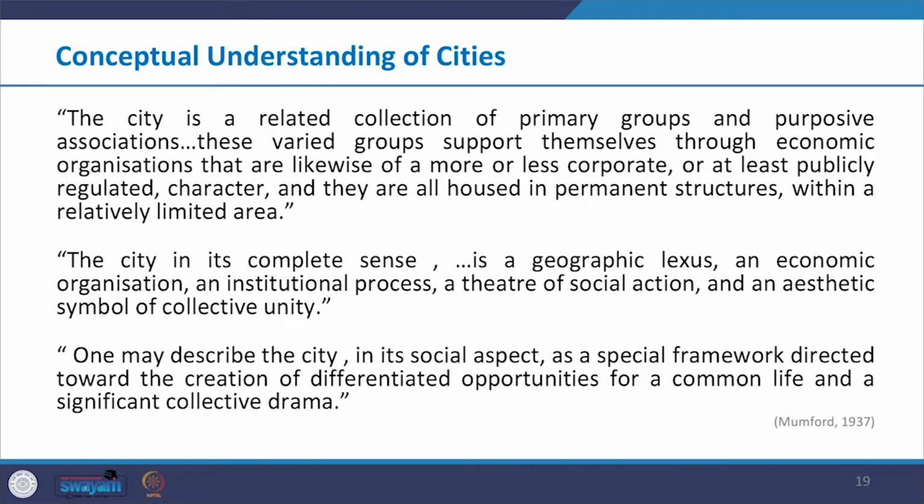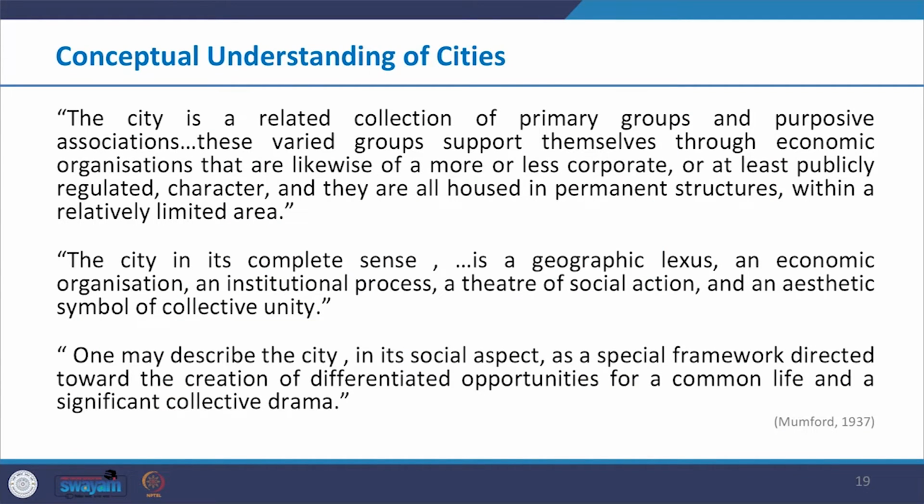The other definition which we see by Lewis Mumford is: one may describe the city in its social aspect, particularly he describes here from the social perspective, as a special framework directed towards the creation of differentiated opportunities for a common life and significant collective drama. So here we see that for the social aspect, they have a collective goal, where they are moving towards what they want to achieve in a collective form, and then there is a lot of things which happen in a city. So coming to different layers of the city here.